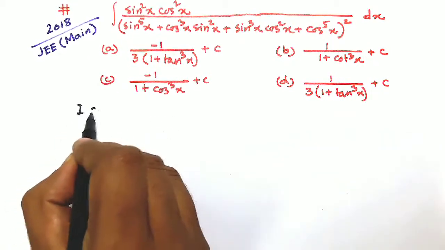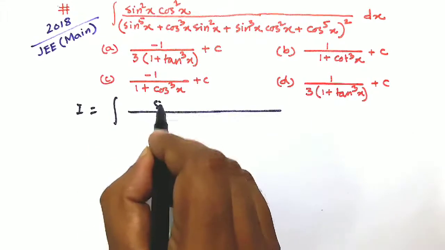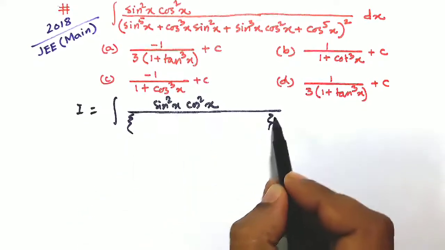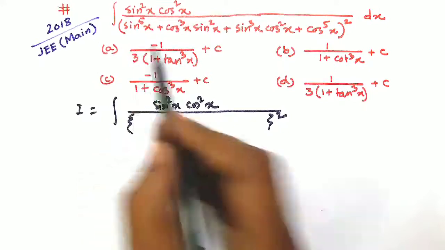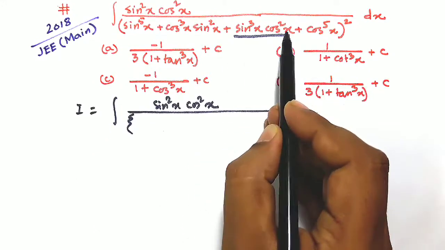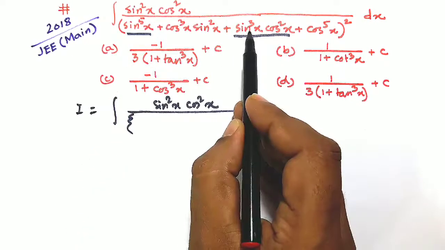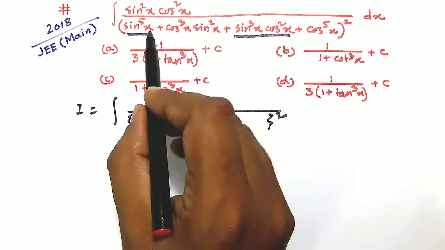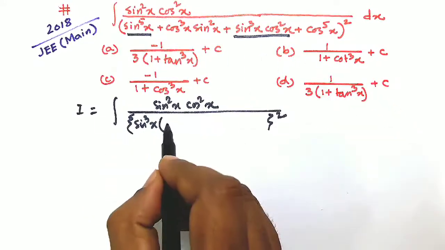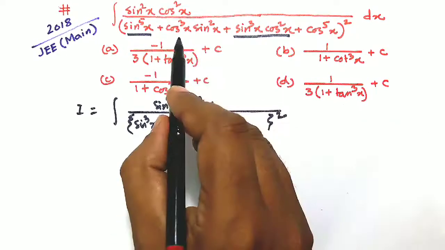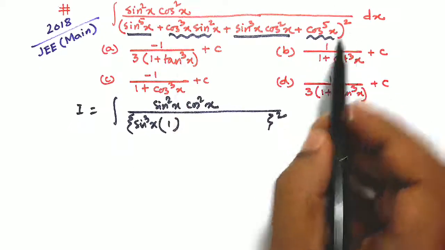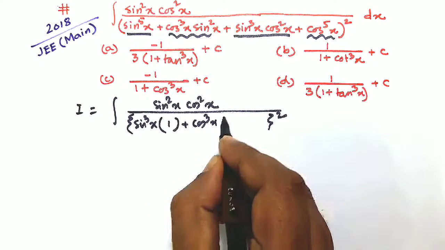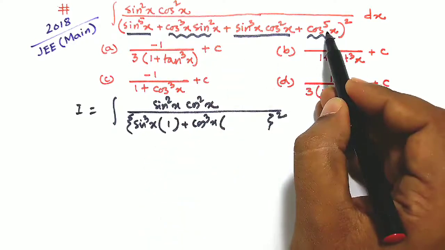Friends, I is equal to integration sin square x cos square x divided by some square, and you see that sin to the power 5x plus sin to the power 3x into cos square x. From these two you can take sin cube x common. So we take sin cube x common, and in bracket sin square x plus cos square x, that is equal to 1, is it? Next, from the second two, you can take maximum cos cube x common. So we take cos cube x and in bracket sin square x plus cos square x, that is again 1.